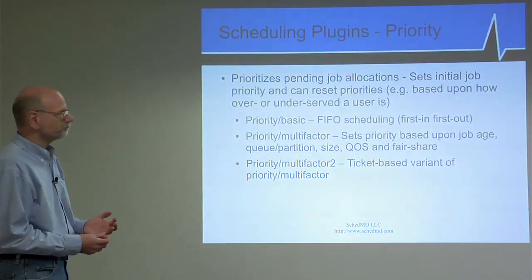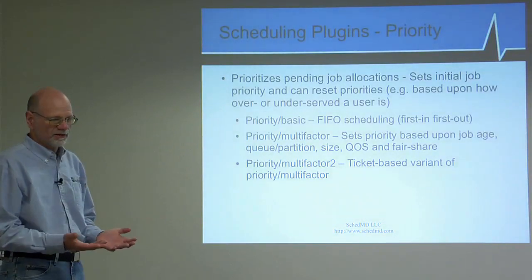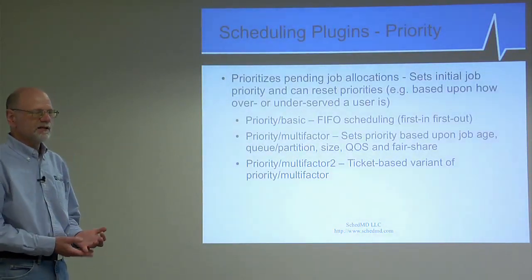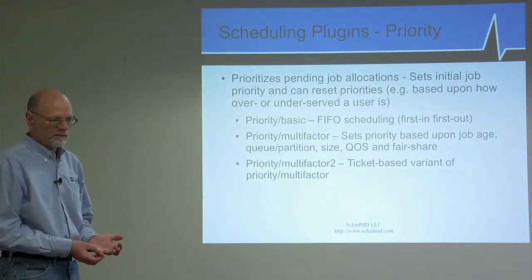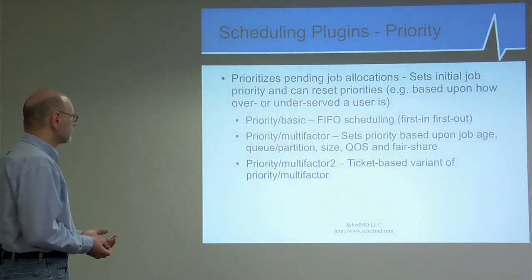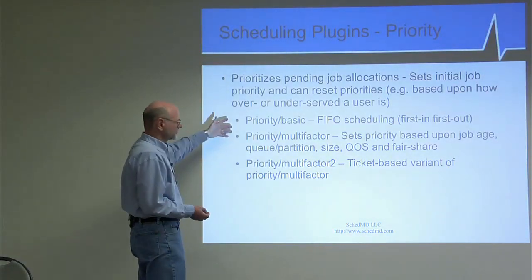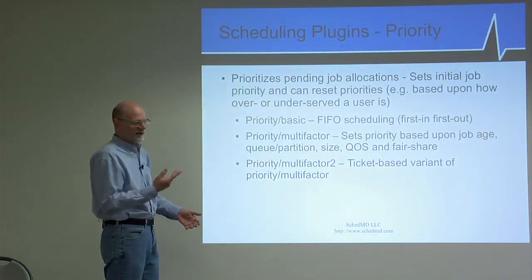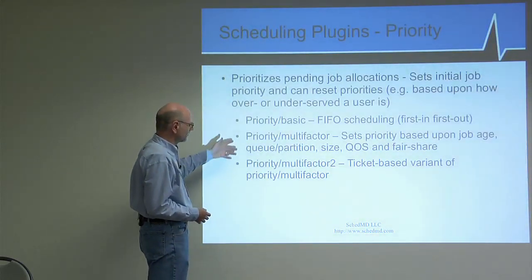So one of the plugins we've got is called Priority. It basically decides the scheduling priority of pending jobs. And there are 3 available right now. There's a simple first in, first out scheduler, which basically just counts down, has a counter, and as jobs come in, it just gives it a lower value for each job.